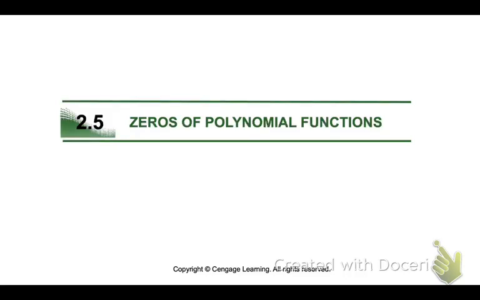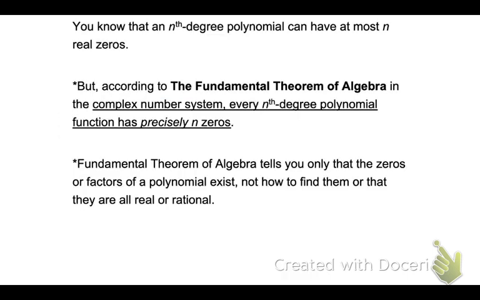2.5, zeros of polynomials. You've been finding zeros of polynomials. I've told you that's where you're going. They just haven't told you to graph it yet. Don't plan on either. Okay, you know the nth degree polynomial can have at most n real zeros.